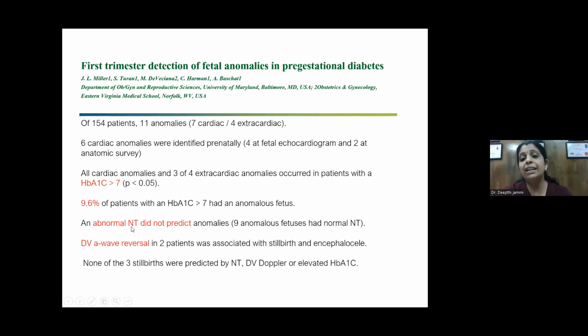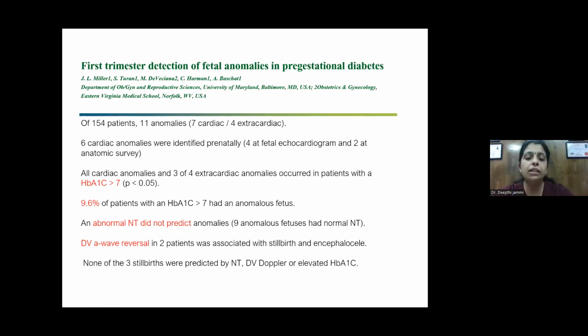However, they found that abnormal NT did not predict anomalies, but what could happen is tricuspid or ductus venosus changes as early as in the first 3 months, because ductus venosus A-wave reversal is a precursor for a cardiac anomaly. So we need to make sure, even in a hyperglycemic mother, not under much control, we do look at the ductus, not just the NT alone. The cardiac screening is a must.